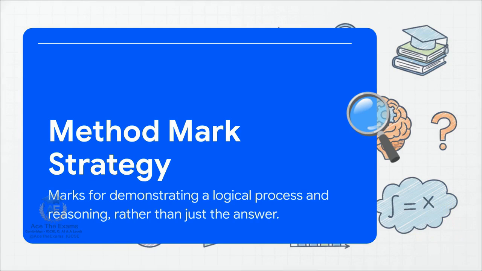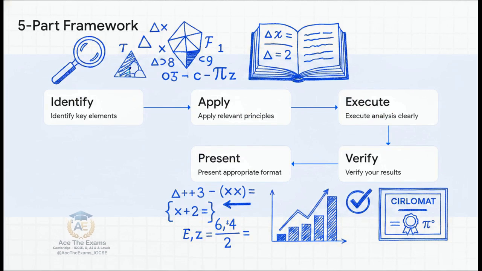You are quite literally building a watertight argument using algebra. If the argument structure is sound, you get rewarded. So to absolutely guarantee you capture those method marks every single time, we use what I like to call the 5-part procedural framework. You can easily remember this with the acronym IAEVP.